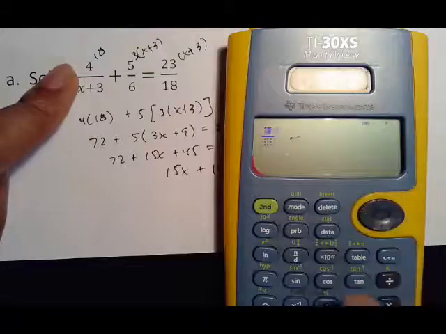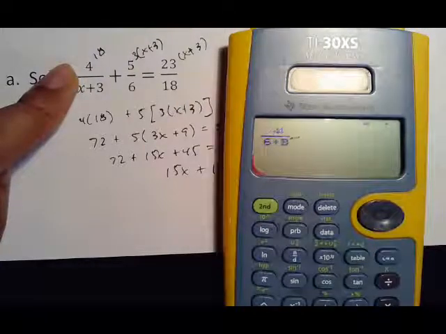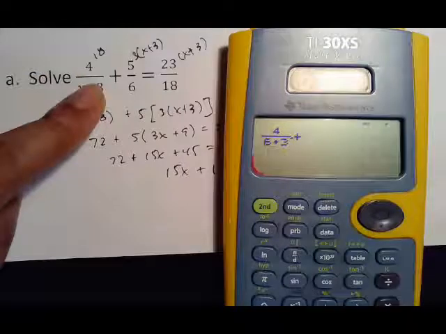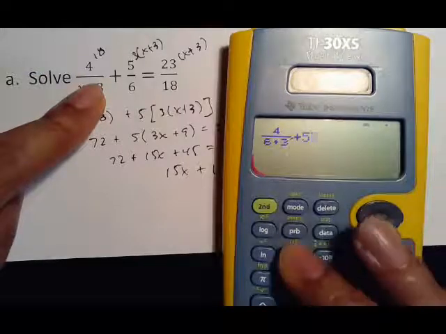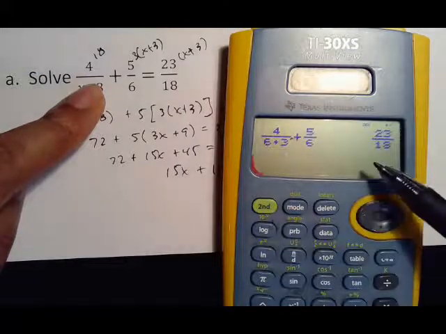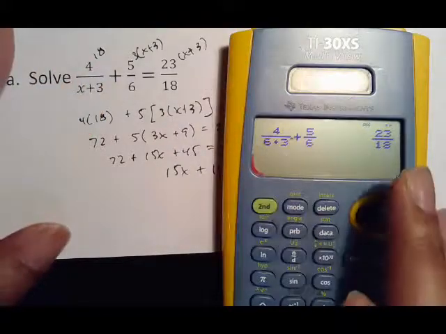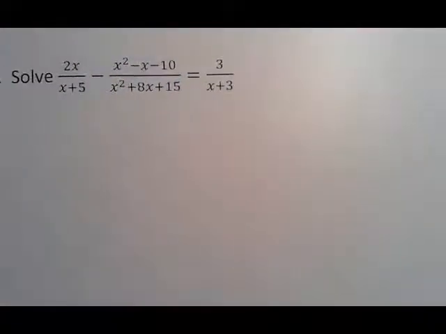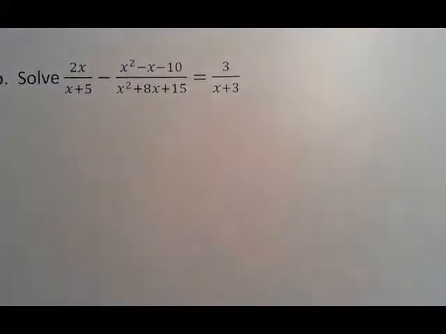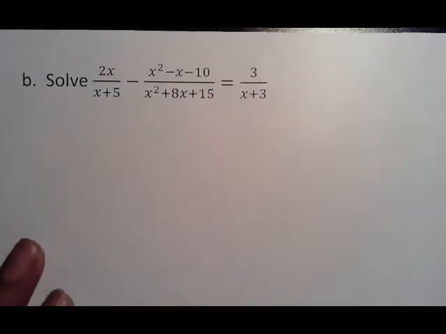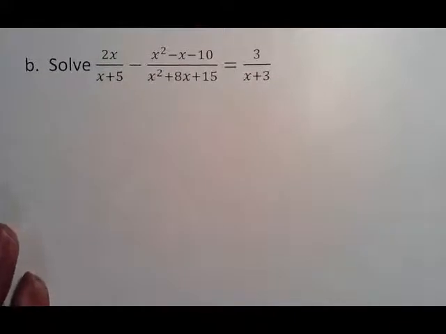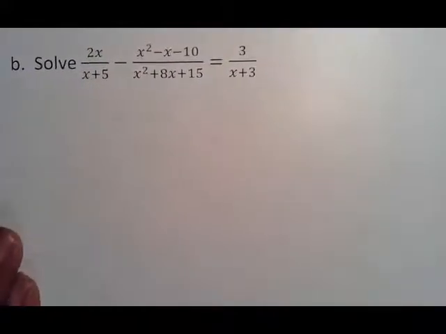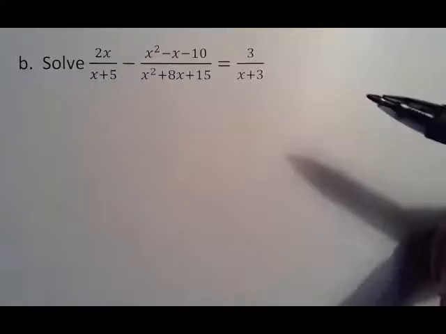4 over 6 plus 3 plus 5 over 6 equals 23 over 18, which is exactly what it's supposed to equal, so we know that 6 does work. I do suggest that you somehow try to find a way to check your answers as you go higher into math. Right now your answers aren't going to be that difficult to figure out what works and what doesn't, but remember that extraneous solutions do exist and you do need to be ready to address them.